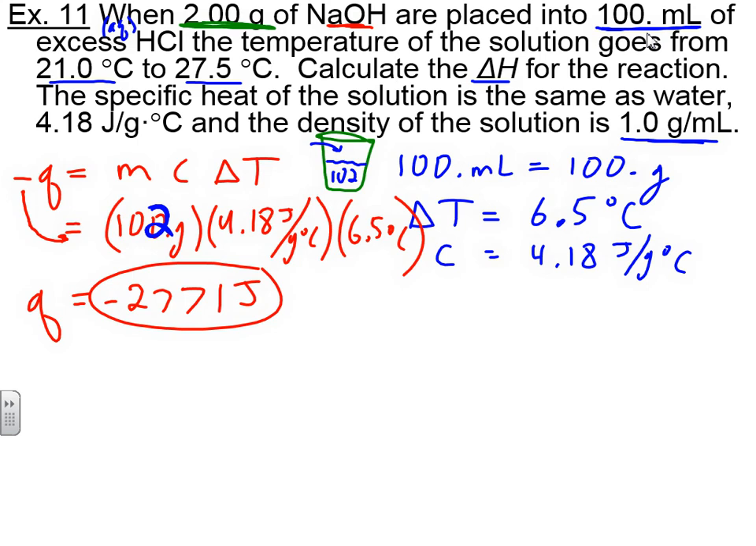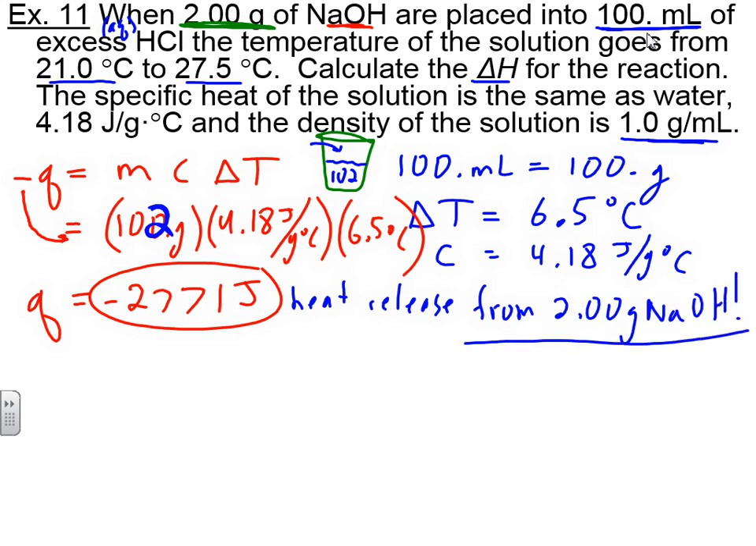So this is how much heat is released from the reaction of 2.00 grams of NaOH. That's what we're saying. This is how much heat got released when only 2 grams of sodium hydroxide are burned or reacted. Now, we're asked for the delta H. Delta H is usually given on a per mole basis. In fact, our reaction looks like this.